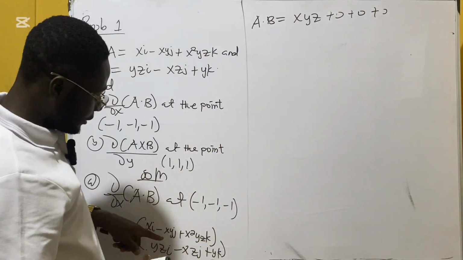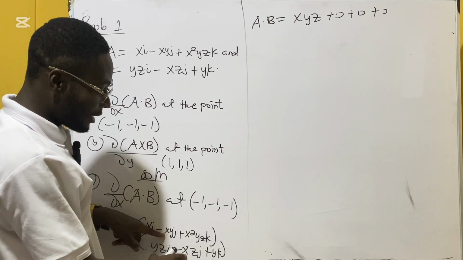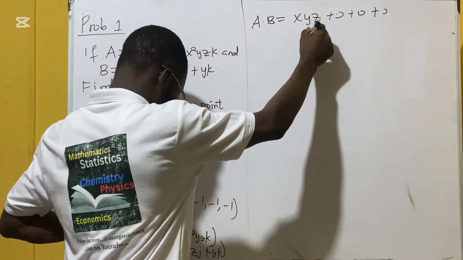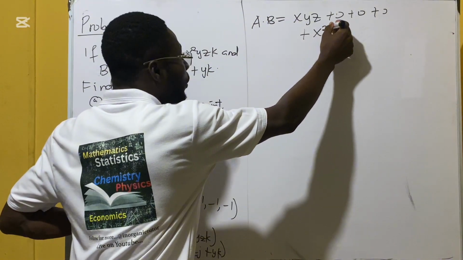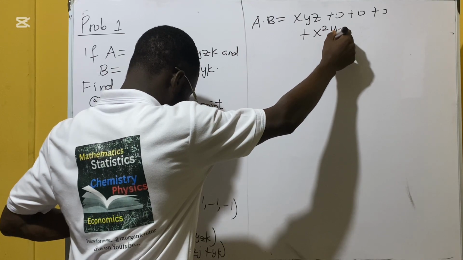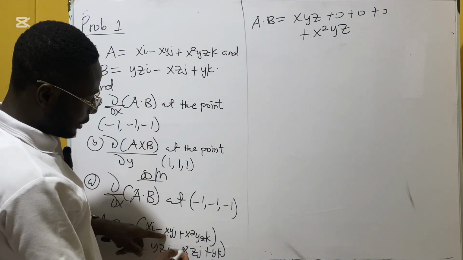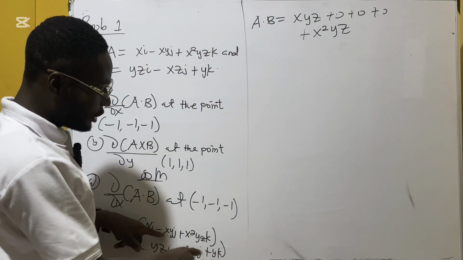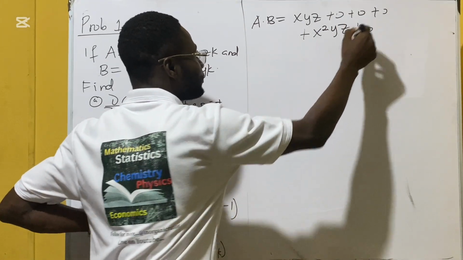Okay, and negative xyj times negative xzj is plus x squared yz, x squared yz. Okay, negative xyj times yk is also 0.